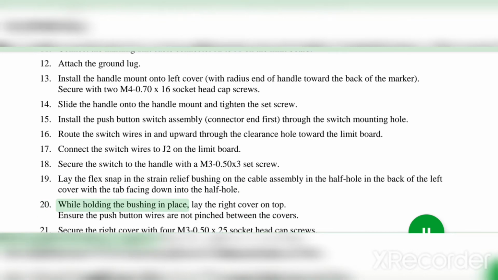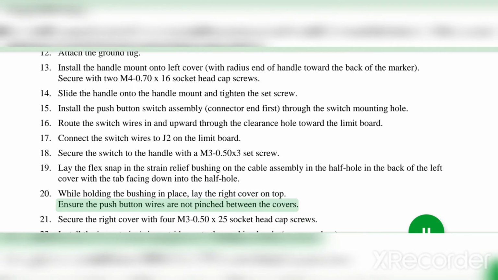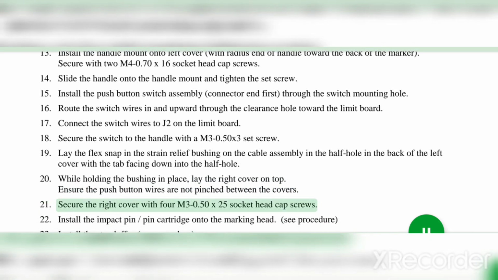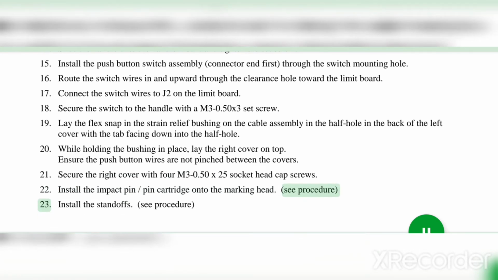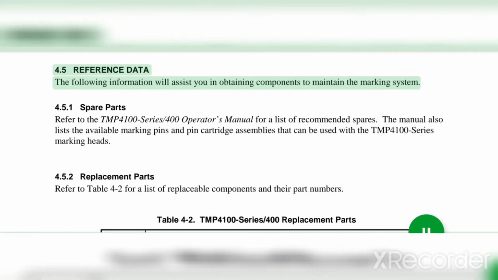20. While holding the bushing in place, lay the right cover on top. Ensure the push button wires are not pinched between the covers. 21. Secure the right cover with 4 M3-0.50x25 socket head cap screws. 22. Install the impact pin/pin cartridge onto the marking head. See procedure 23. Install the standoffs. See procedure TMP 4100 series/400 maintenance. 4 to 11.